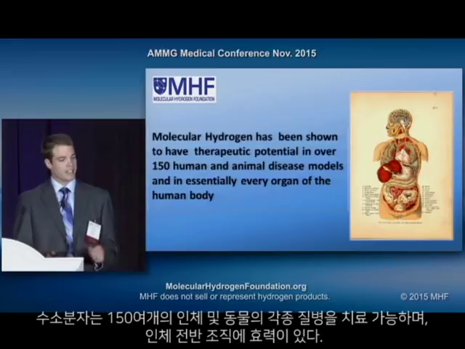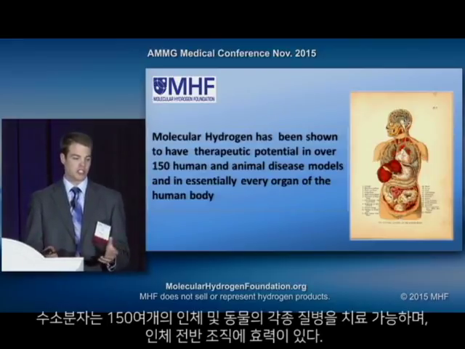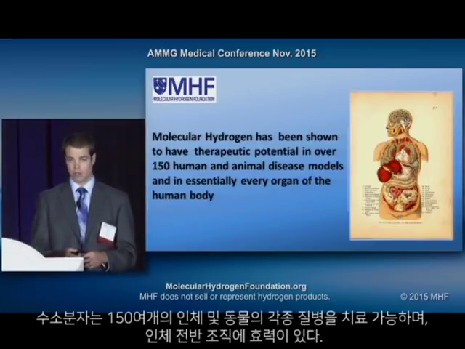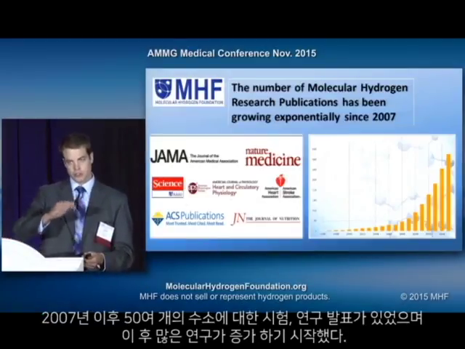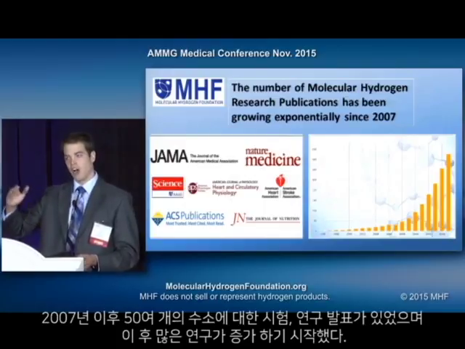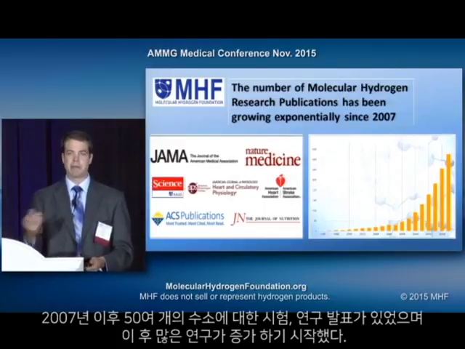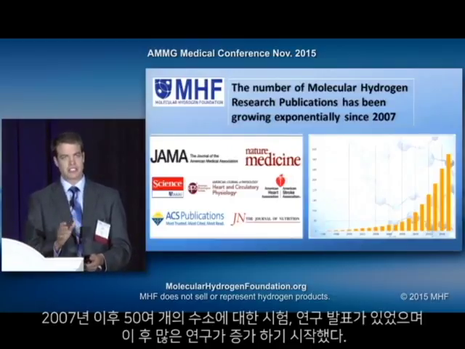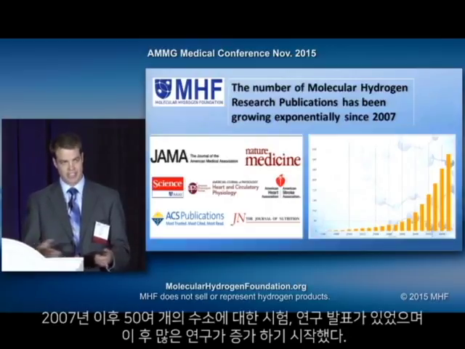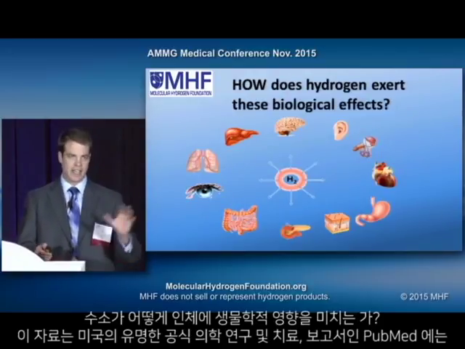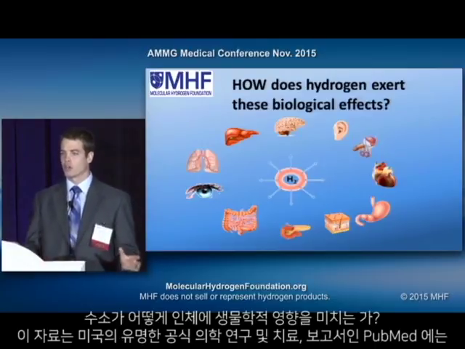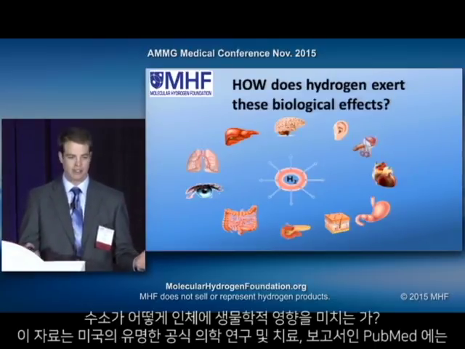Right now, molecular hydrogen has been shown to have therapeutic potential in over 150 human and animal disease models. There are lots of journals and more popping up these days, but journals, as you know, in peer review are tiered at higher levels, and this is generally based on impact factor. In 2007, there were about 50 articles published on the medical effects of hydrogen gas and its potential as being therapeutic. So the question then is, how does hydrogen exert these biological effects? Like I said, it has this therapeutic potential in essentially every organ of the human body, but how? How is it doing that?